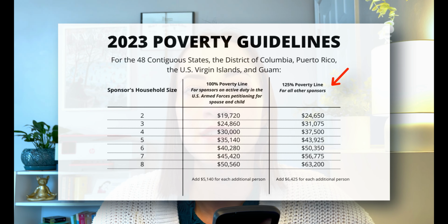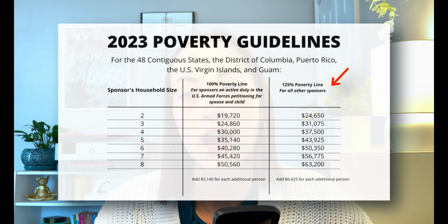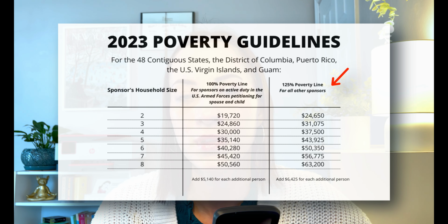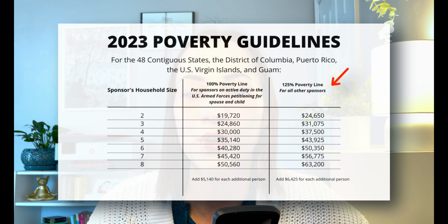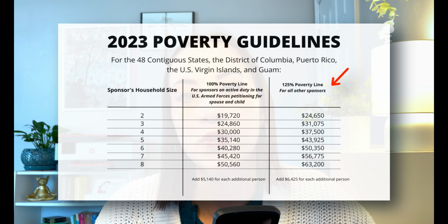For the purposes of family-based green card, you will be looking at the column that is called 125% of poverty guidelines. So this is the column that you need to be referring to find out how much money you need to be making in order to sponsor your relative. The number in the last column will depend on the size of your household.